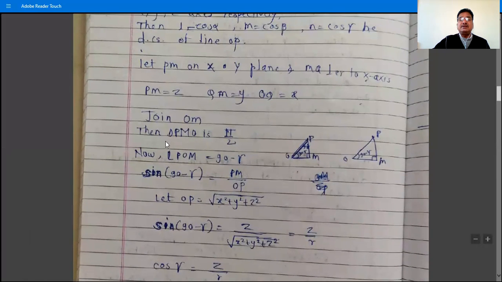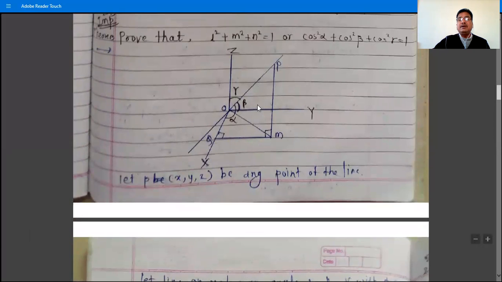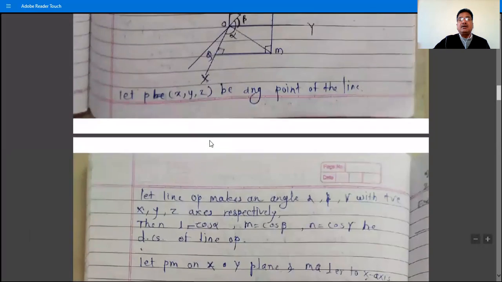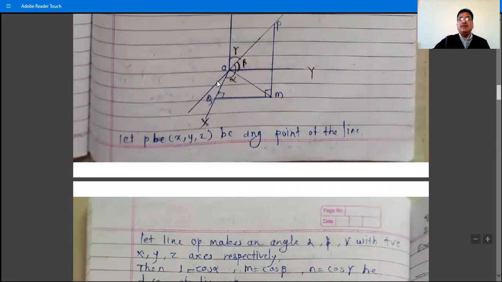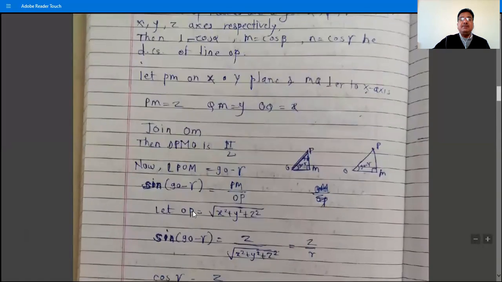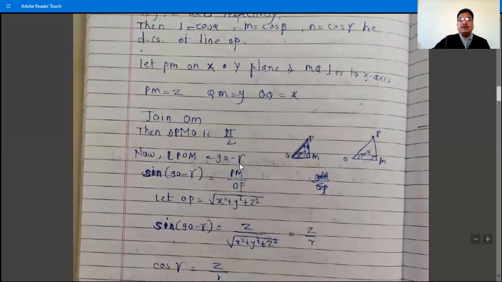Then in the right angle triangle POM, the angle PMO is 90 degrees, pi by 2. That is, triangle POM is a right angle triangle. And then angle POM.